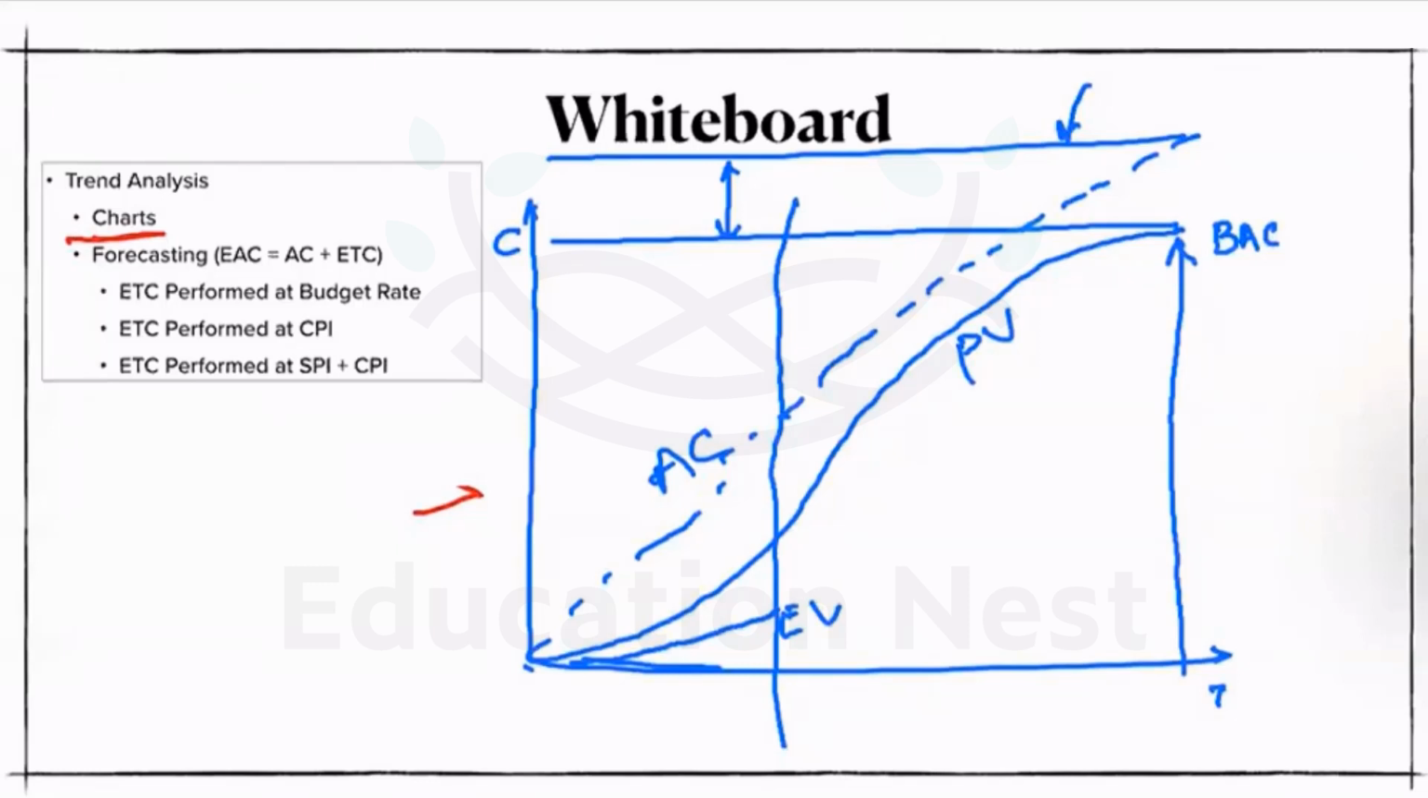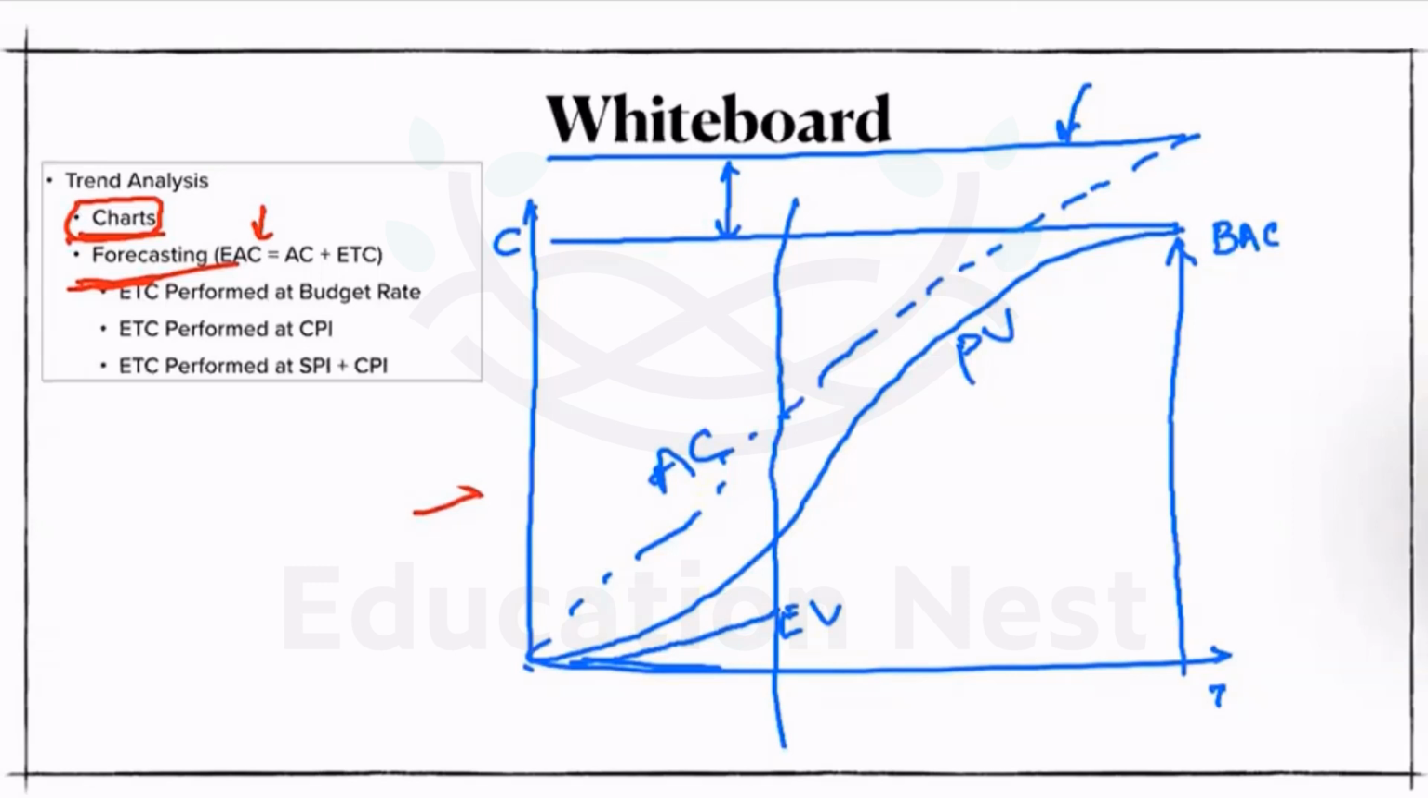So it's typically called the S curve. In the charts, the PMBOK guide talks about the S curves only, and this is the S curve that you see on the screen. And forecasting. So here, the estimate at completion. So this EAC is nothing but estimate at completion. That is done. So what is this estimate at completion?